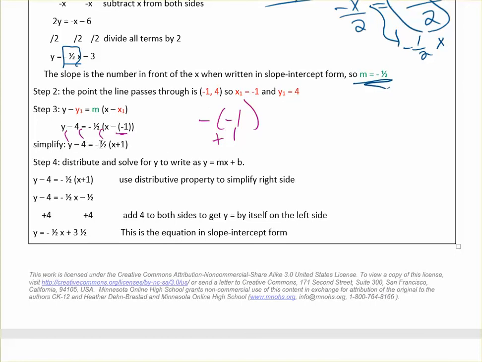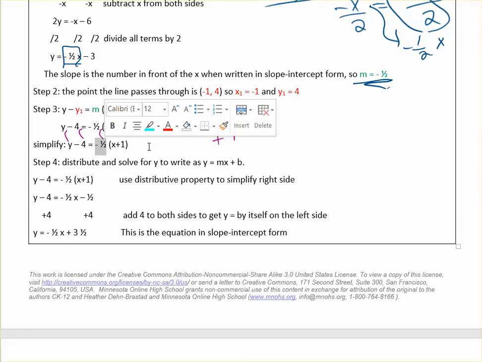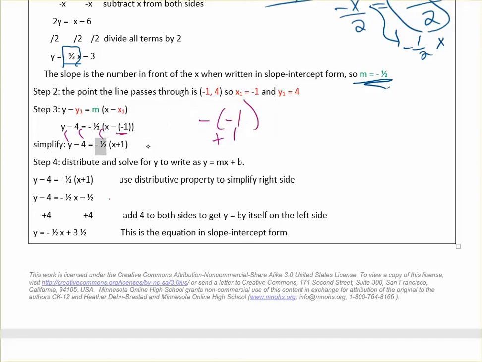So the first step would be to take negative 1/2 and multiply it by both of the terms in the parentheses. So we have negative 1/2 times x and negative 1/2 times 1. So we leave the y minus 4, that's the same, equals negative 1/2 times x. We just write negative 1/2 x, and negative 1/2 times 1 is just minus 1/2.